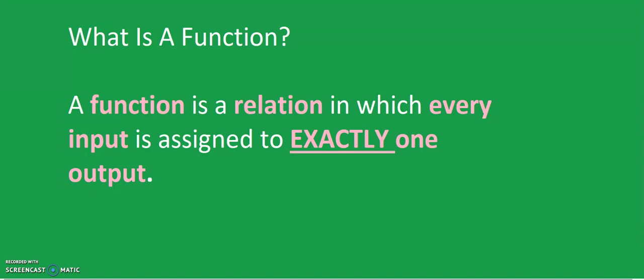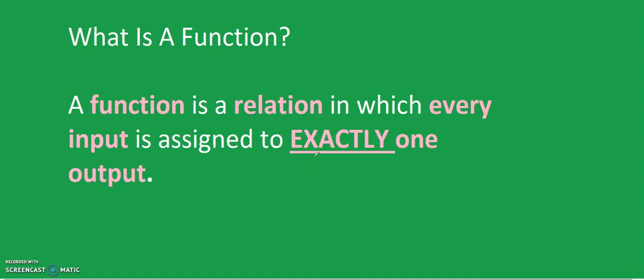So first of all, we need to define what a function is. A function is a relation in which every input is assigned to exactly one output. Now look at what I did to the word exactly here. I made it bold, I made it pink, and I underlined it. So the word exactly here is super important for functions.